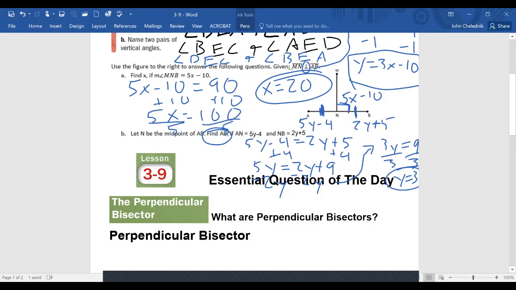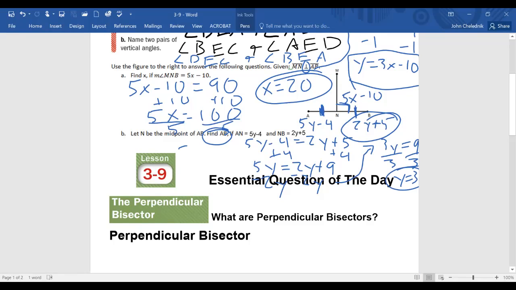That's not what it's asking, though. It actually asks for the length of AB. So I need to plug this in. I'm going to plug it into this one, but keep in mind, you should get the same answer regardless of which one you plug it into because they are equal. So I'm going to plug it in there.